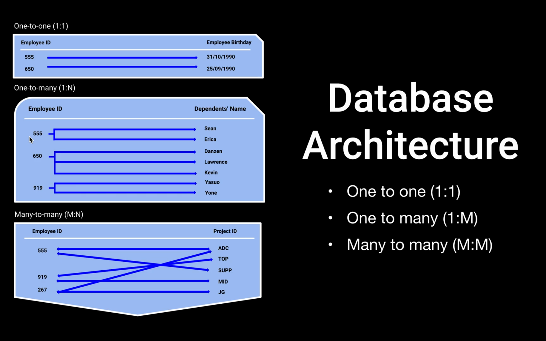So that's a one-to-many relationship. You have one mother that can have many children, but these children can only really have one birth mother. So that's how it works. For example, Danzen, Lawrence, and Kevin are dependents of only one employee, 650, and Yasuo and Yone are dependents of only one employee, 919. Everything clear? Next up are many-to-many relationships.